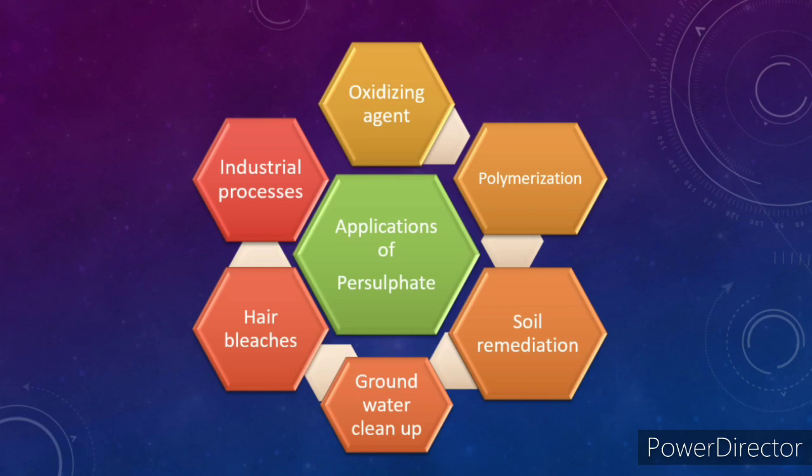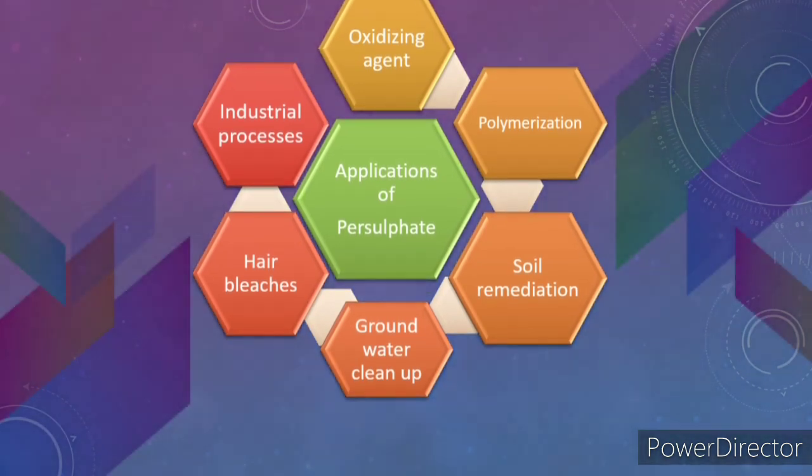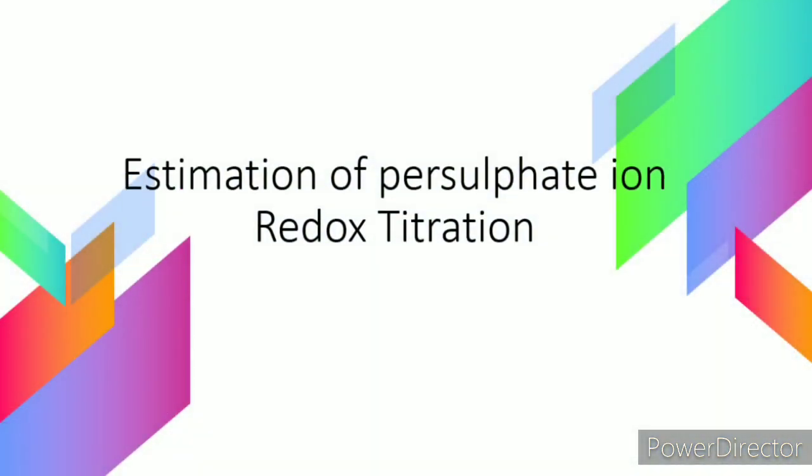Persulfates are a key component in many industrial processes and commercial products. They are used as initiators for polymerization. As a bleaching agent, they are used as hair bleaches. And most importantly, they are used for soil remediation and groundwater cleanup. While using it for any application, we should know its exact concentration. So let us see how we can determine the concentration of persulfate ion.